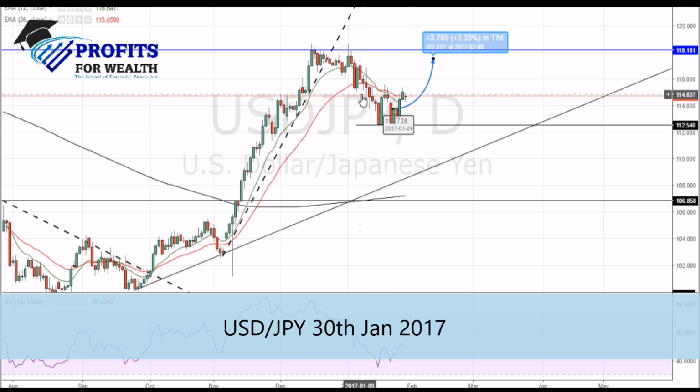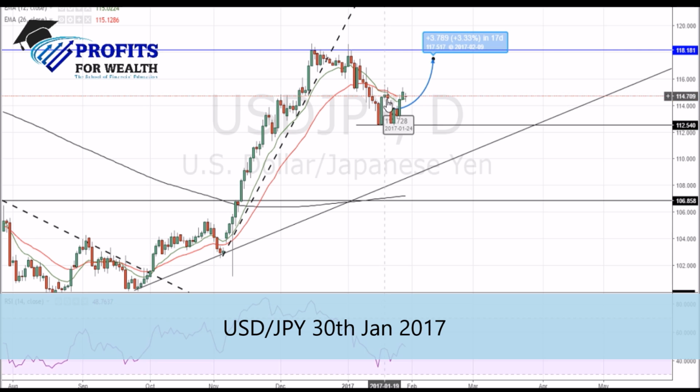After that we had a very strong resistance level. This pair created a resistance level at the price of 118.181, took a turn, dropped a bit, and then we got a reversal bar on the 18th of the 1st, 2017. We got this green bullish reversal bar that indicates that the markets are going to rise back up.